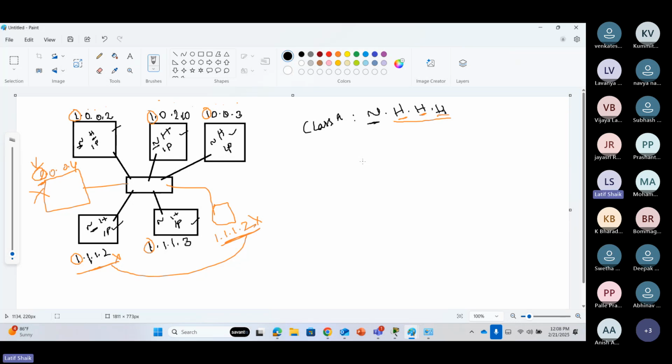Network part and host part. Yes, sir. Very good. Class B. Network, host. Now this time, first two are network portion only. Remaining is host portion. First two are network portion only.